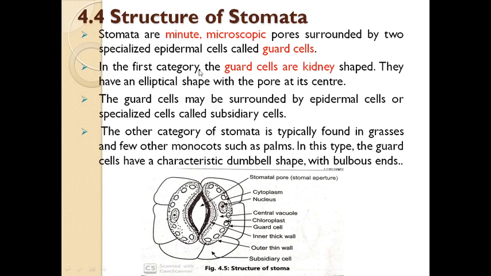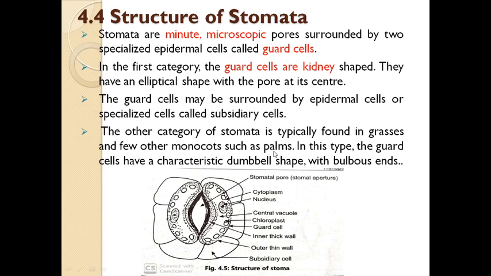In the first category, the guard cells are kidney shaped. Kidney-shaped guard cells are specifically found in dicot stomata. They have an elliptical shape with a pore at the center. This guard cell may be surrounded by epidermal cells. See this guard cell, further surrounded by these epidermal cells. These special epidermal cells are called subsidiary cells.